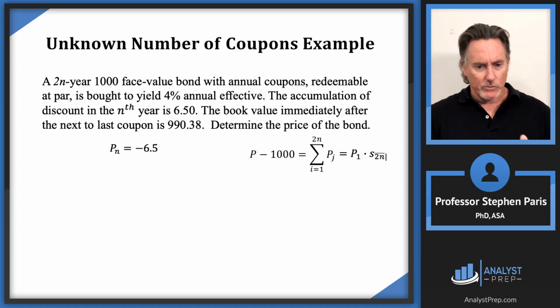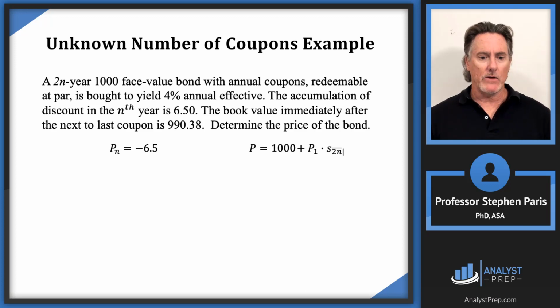And actually, let me clean up the slide a little bit by taking out that middle expression with the sigma notation, and I'm also going to add the 1,000 to the other side to see that the price of this bond then would be 1,000 plus cap P1 times an S angle 2N. Now, before I go on further, let's take a moment to talk about what's going to happen here.